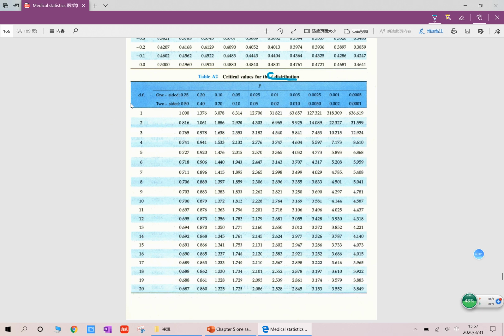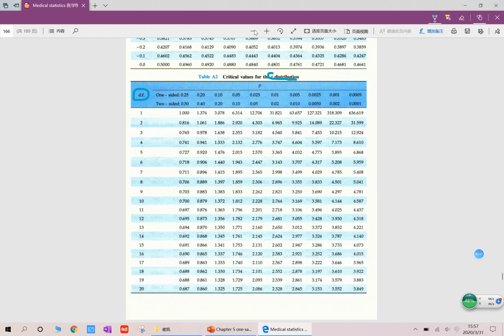So we will find that this part in the first column is not the Z value, but df. df is the nu, namely degree of freedom. Nu equals n minus 1. So in this table, all the df numbers are listed in the first column. So when we want to find a special t value in table A2, the first thing is to calculate the number of nu and then find it in the first column.